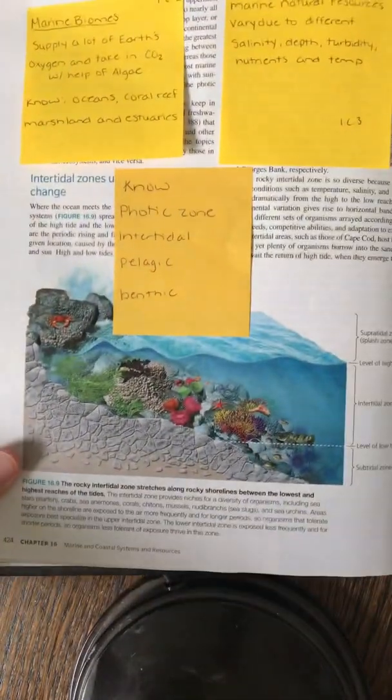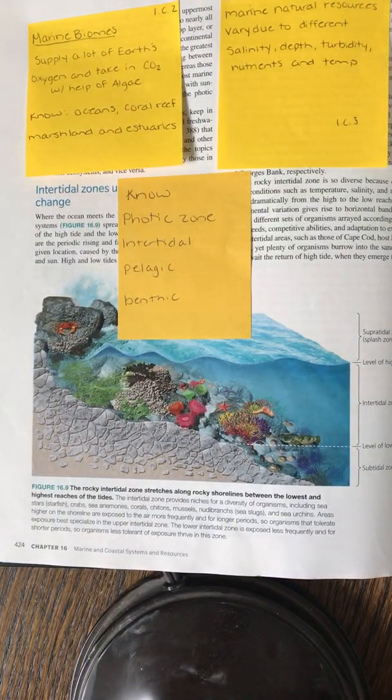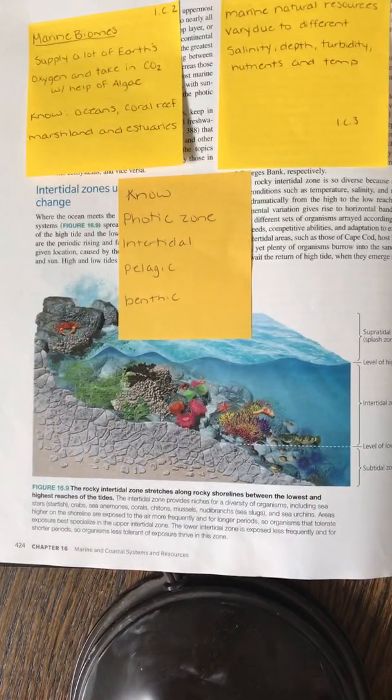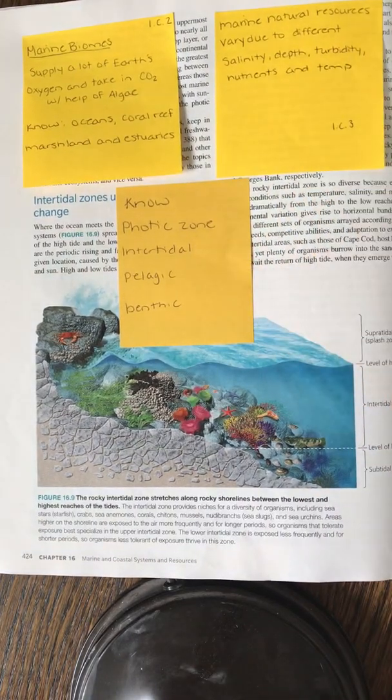Marine biomes. These are going to supply a lot of Earth's oxygen and take in CO2 with the help of their algae. So they're huge at producing our oxygen and taking in carbon dioxide. The important biomes for the oceans are the coral reef, marshlands, and estuaries. Marine natural resources vary a lot though due to different salinities, depths, turbidity, which is the visibility in the water, and nutrient levels and temperatures, which makes sense. You're going to see different things living in different locations based off of salts and temperature.